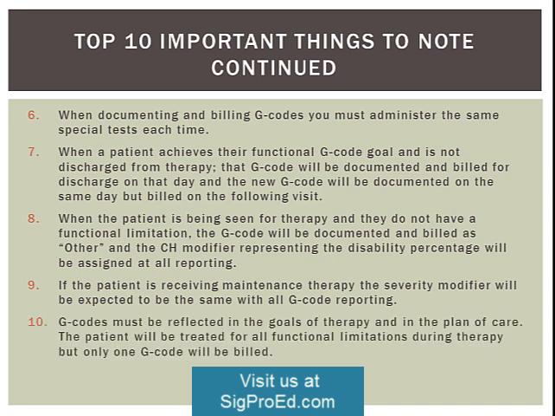And lastly, G codes must be reflected in the goals of therapy and included in the plan of care. The patient will, however, be treated for all functional limitations during therapy, but only one G code will be billed at a particular time.